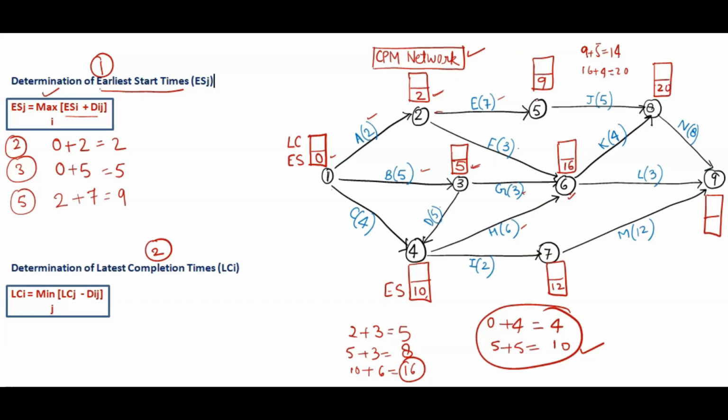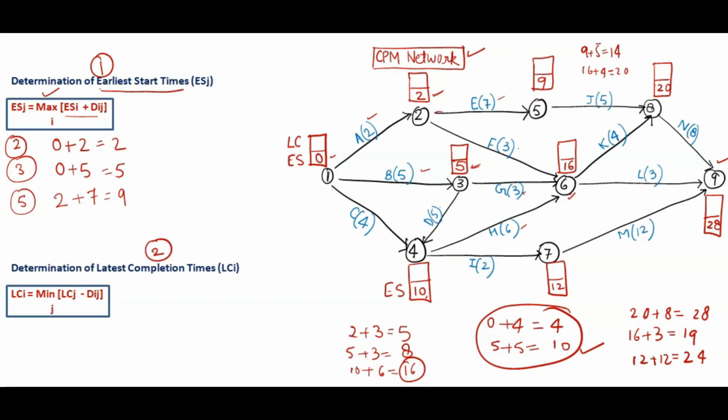For the 9th node we have 3 activities, N, L, M. Again you find out, for N, 20 plus 8. For L, 16 plus 3. And for M, 12 plus 12. So which one is maximum? 28 is maximum. So 28 will come for the 9th node.